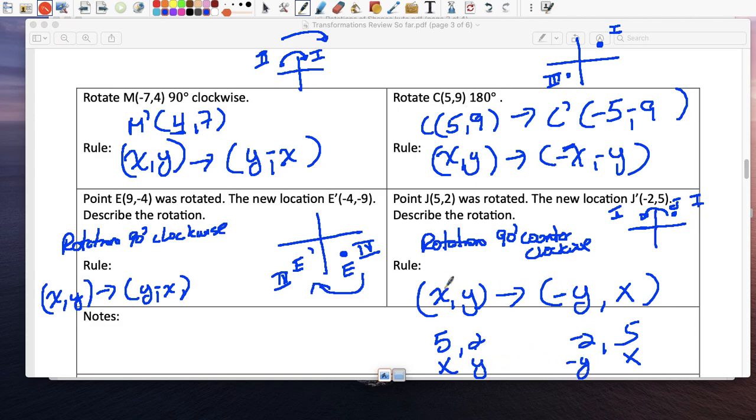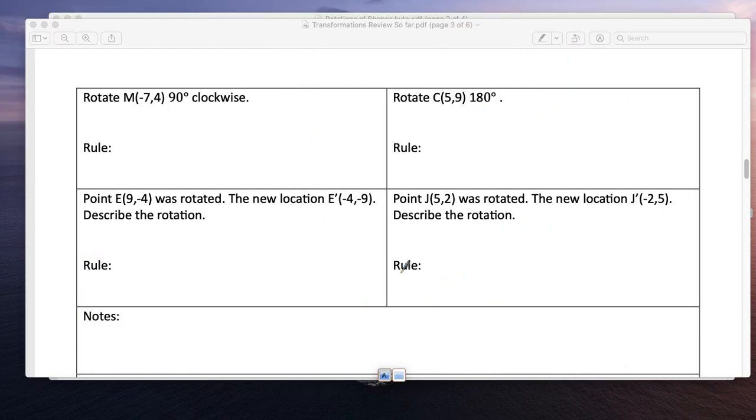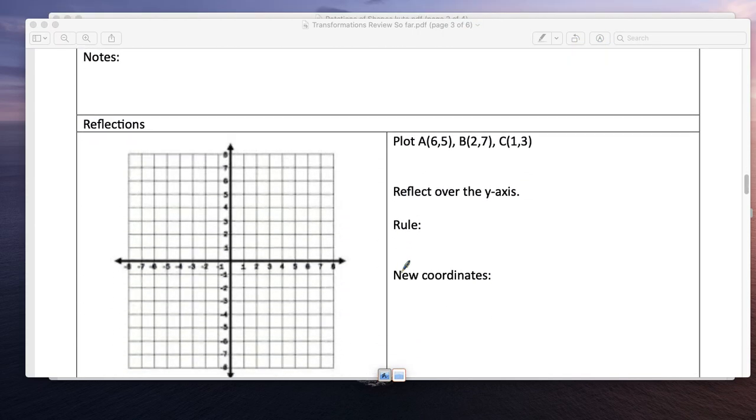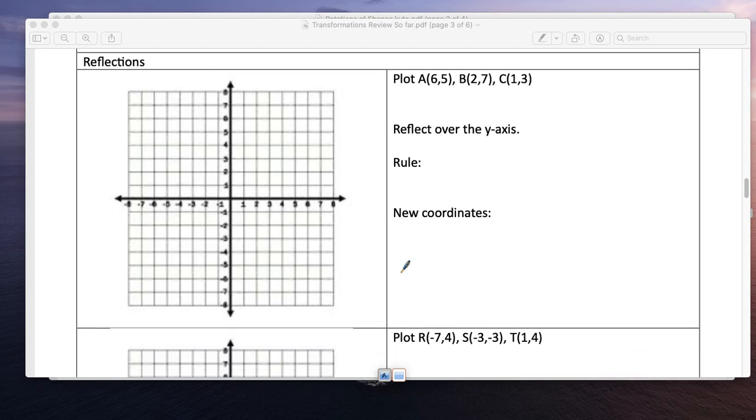Right? So whatever the y is, we negate it and it became negative. So the rule is this. Anytime you have a rotation of 90 degrees counterclockwise, change the two numbers, right? And then negate the y. Whatever the y is, make sure it is the opposite. If it's positive, it's now negative. If it's negative, it's now positive. That's rotation. Again, notes for yourself. Use this as your review sheet.